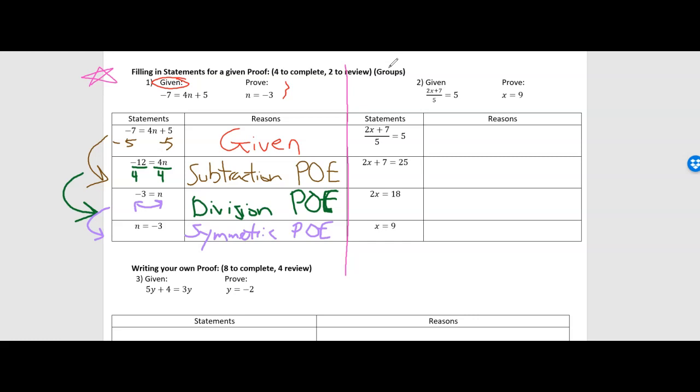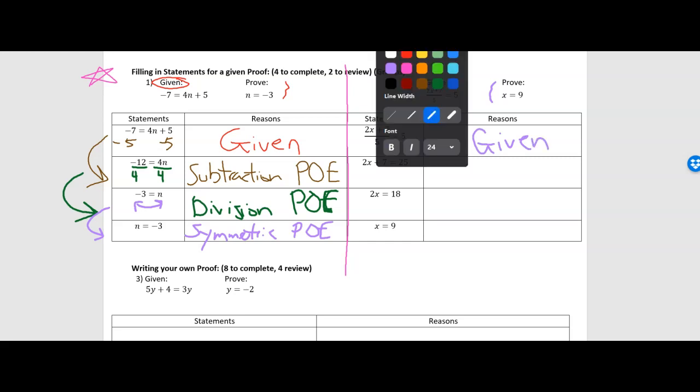So pause the video, take some time, try to do the second proof. You're going to have to reference your properties up above most likely, but see if you can fill in those 4 boxes. Okay, first statement here. Let's look at what we were given. We were given another equation and asked to prove that x is equal to 9. So our first statement was given because we were given the equation.